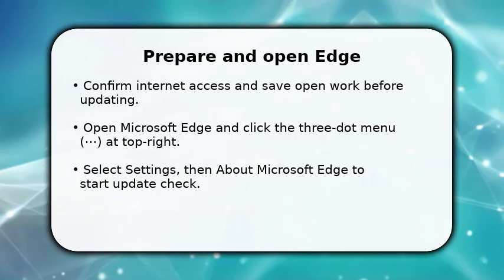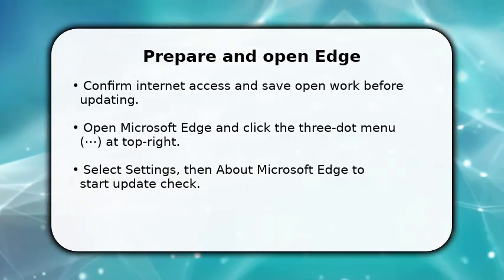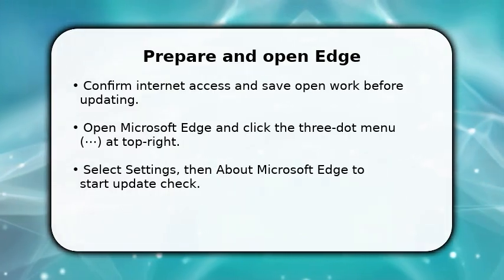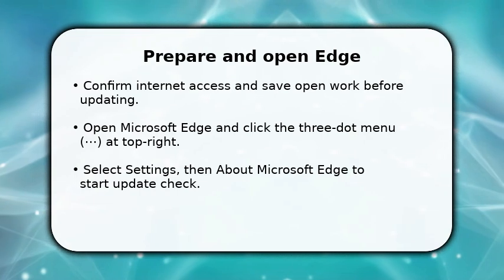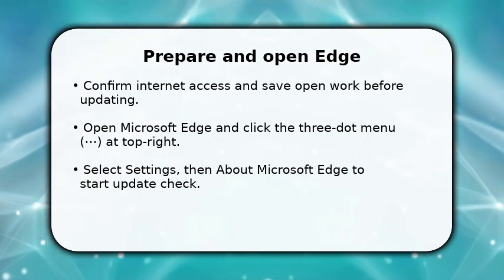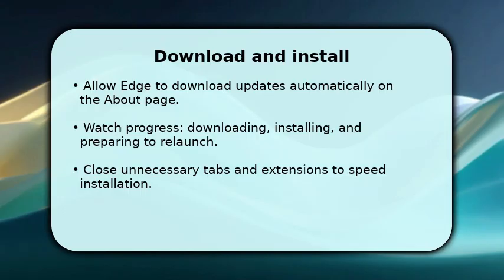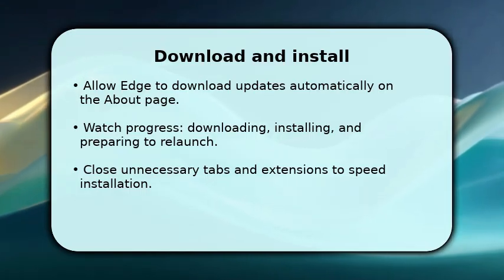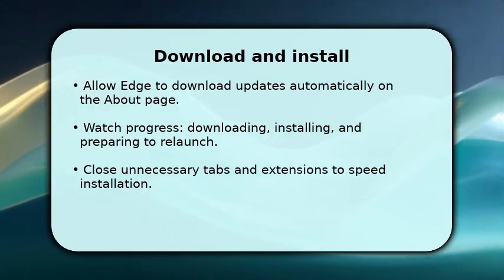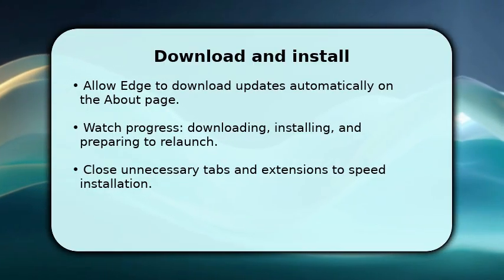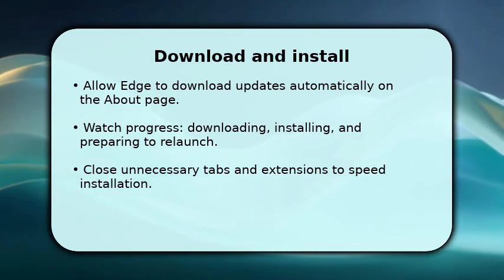This step initiates the download automatically when an update exists, so you're directly starting the how and why of keeping the browser secure and compatible. You'll see Edge download and install updates automatically on the About page. Follow that visual progress bar because it shows both download and install stages. Make sure to close heavy tabs and disable or close extensions temporarily, which reduces conflicts and speeds the process.